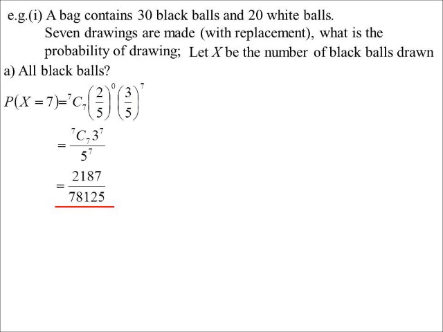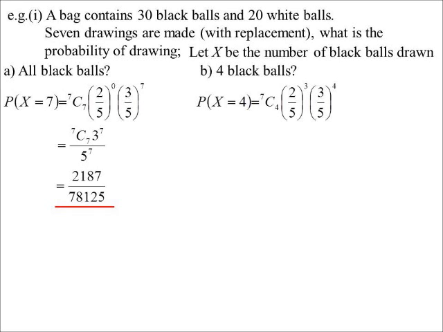Well, what happens if we just want 4? So probability X equals 4, 7C4, probability of happening to the power of 4, probability of not happening to the power of 3. So that's 7C4, 2 to the power of 3, 3 to the power of 4, over 5 to the power of 7. A lot of the times we do just leave it like that. I suppose it depends on how big the numbers are. 7C4, 2, well, how big is that? Oh, that's not too bad, that one.